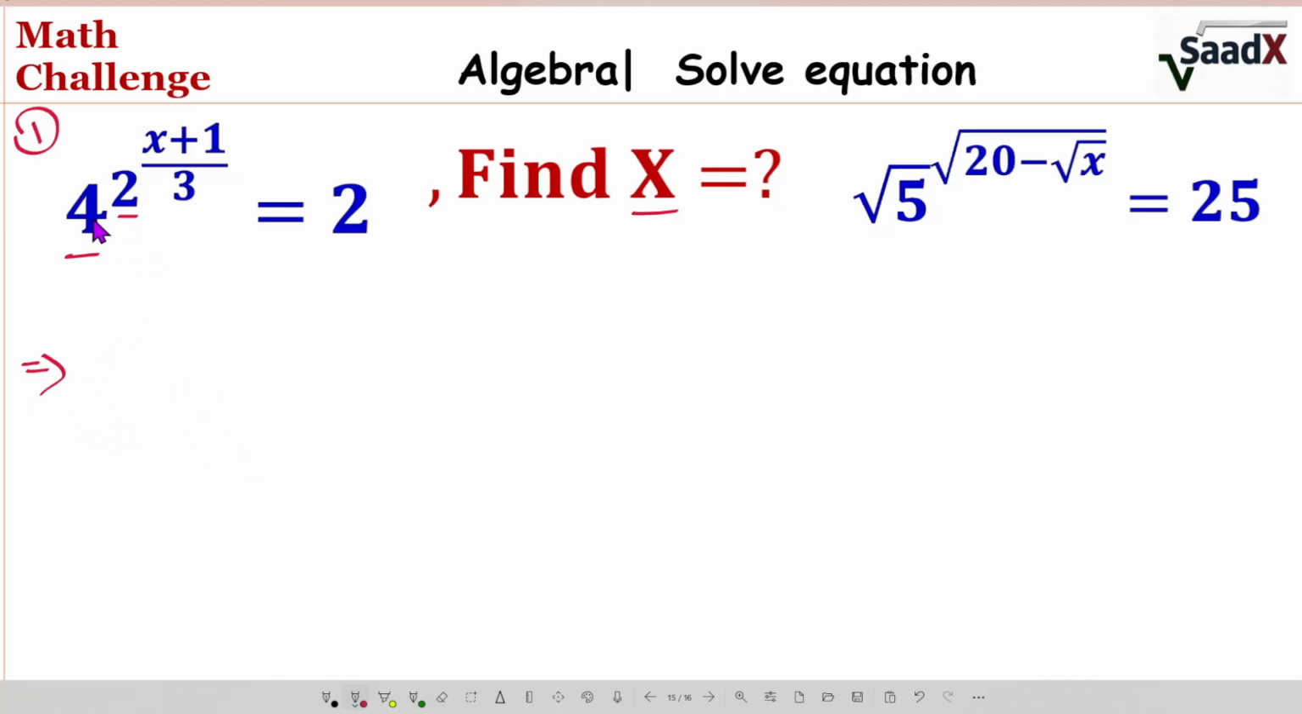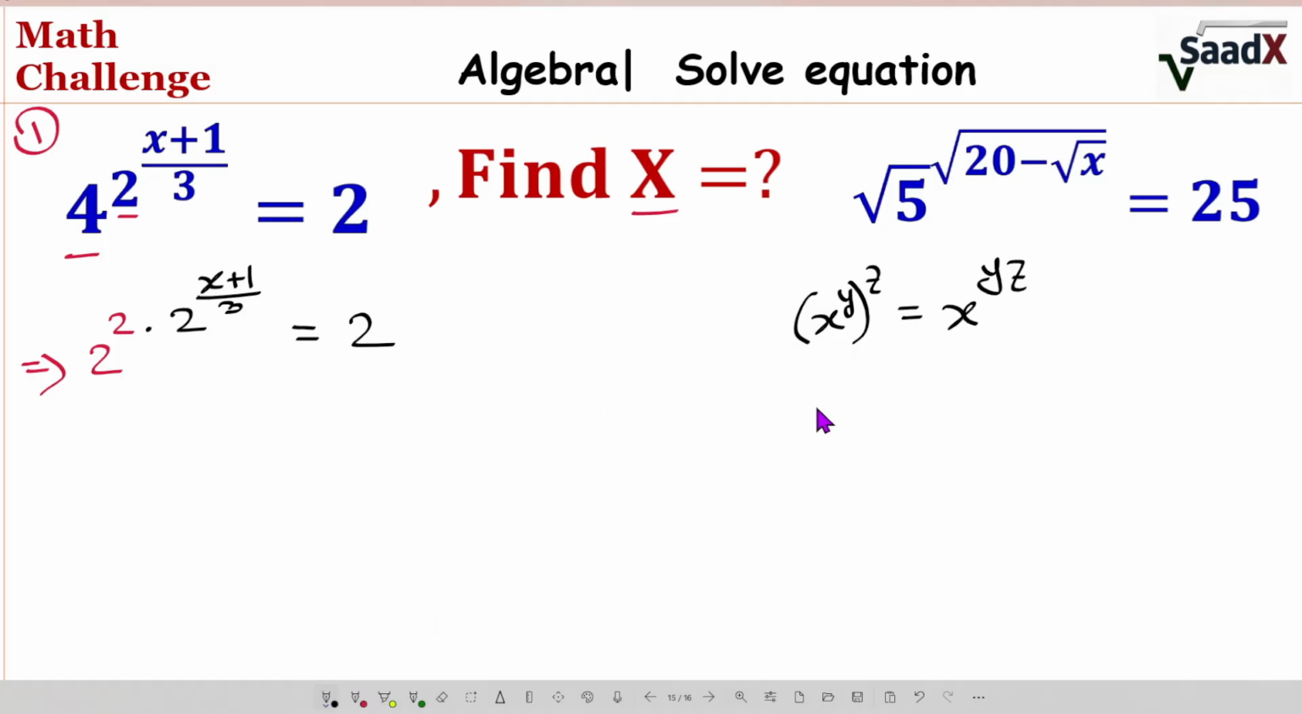So first, this 4 we can write as 2 squared, right? Then we know one thing, x to the power y to the power z, we can write as x to the power y times z, right? So similarly, this 4 we can write as 2 to the power 2, and times this 2 to the power (x plus 1) divided by 3 equals 2.